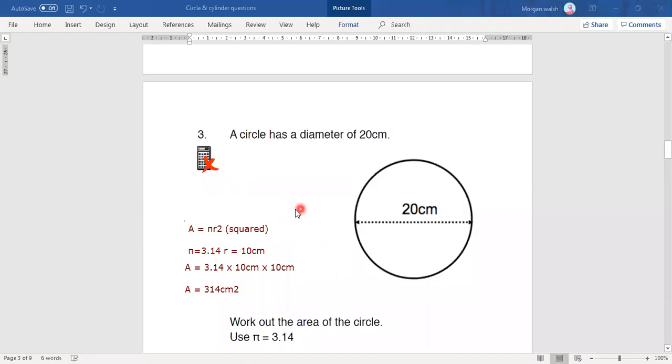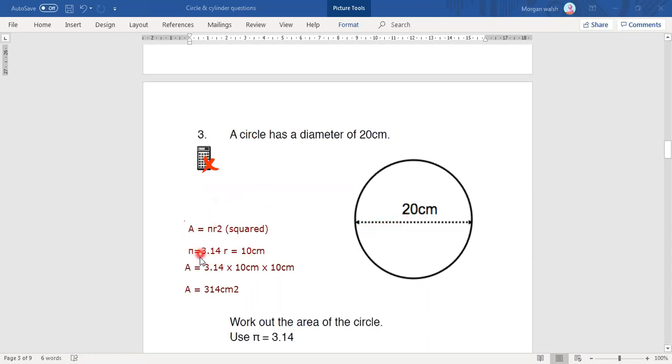Right, guys, here's my formula: A equals pi r 2. I put 2, but that's supposed to be squared. I was trying to put a wee 2 up beside the r, but I wasn't able to do it. So take it from me that the formula for the area of a circle is pi r squared. Pi is 3.14, and r is the radius. The radius is half the diameter, so it's going to be 10 centimeters.